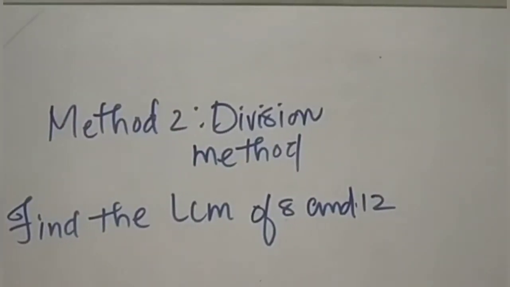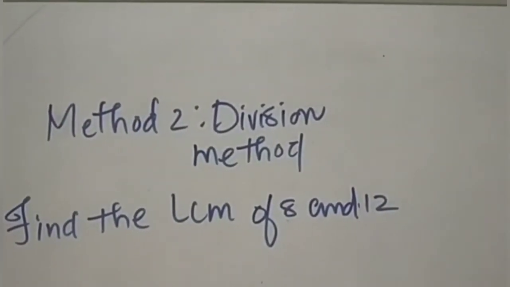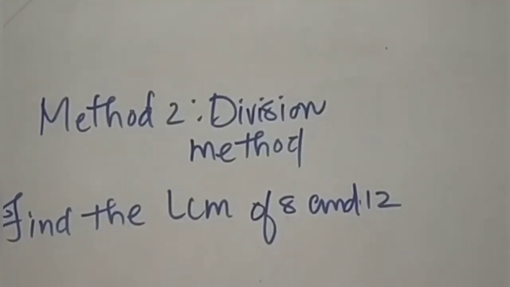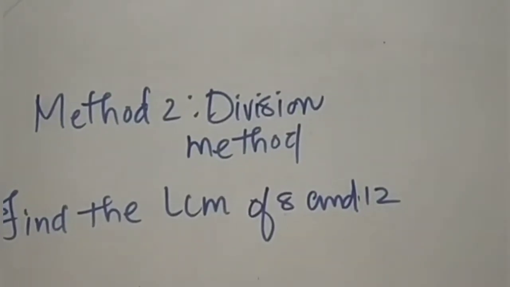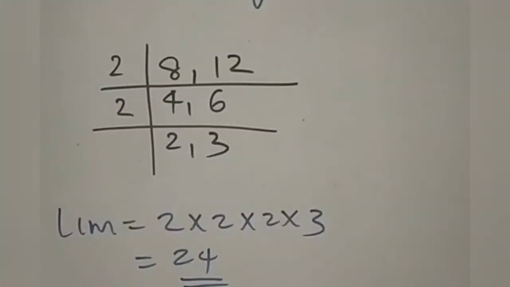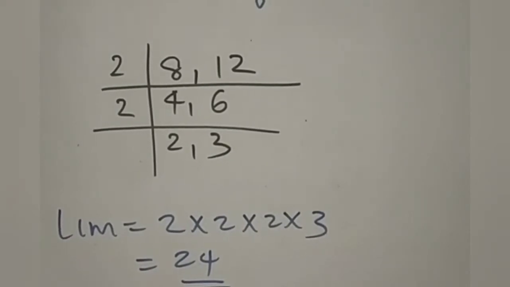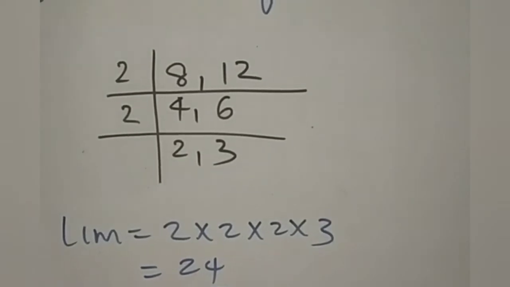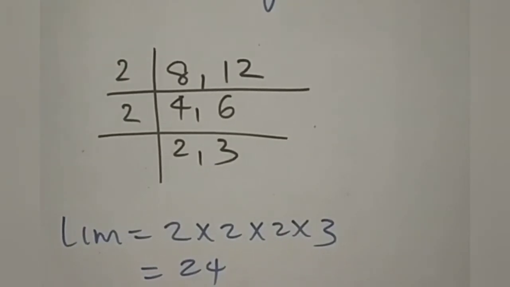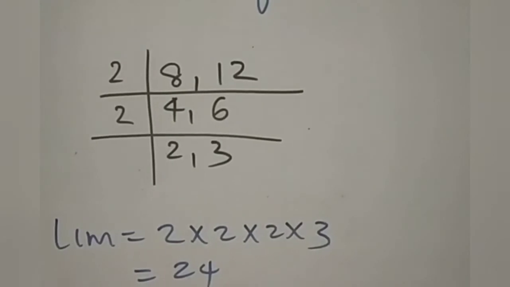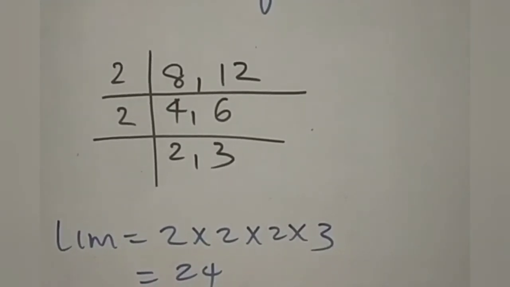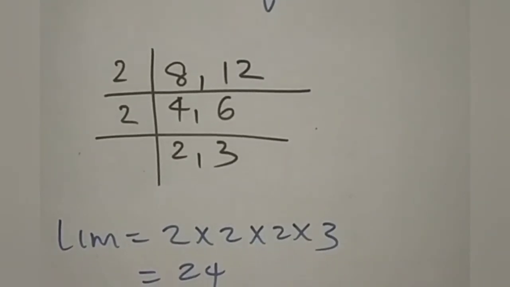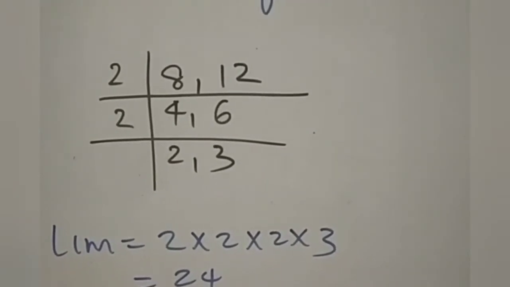Now let us learn the second method. And this method is called the division method. Let us take the same example, find the LCM of 8 and 12 using the division method. In this method, what we do is, we will write the numbers in a row by putting commas. Then we need to find out the least prime number which divides both 8 and 12. And we know that 2 is the least prime factor of 8 and 12. So we will divide both the numbers by 2, and 4 2s are 8 and 6 2s are 12.